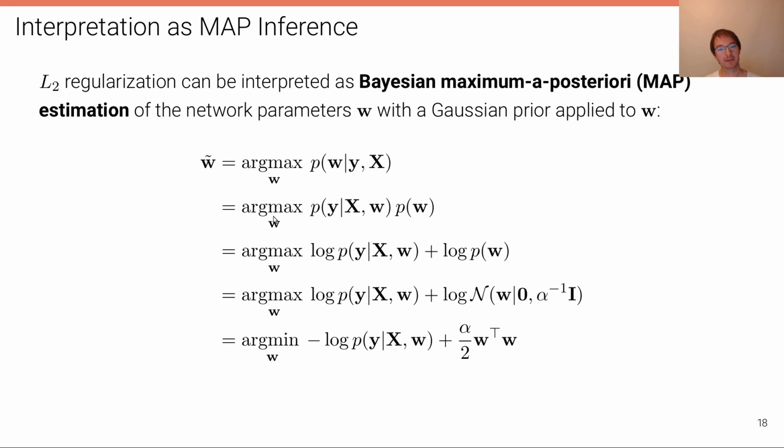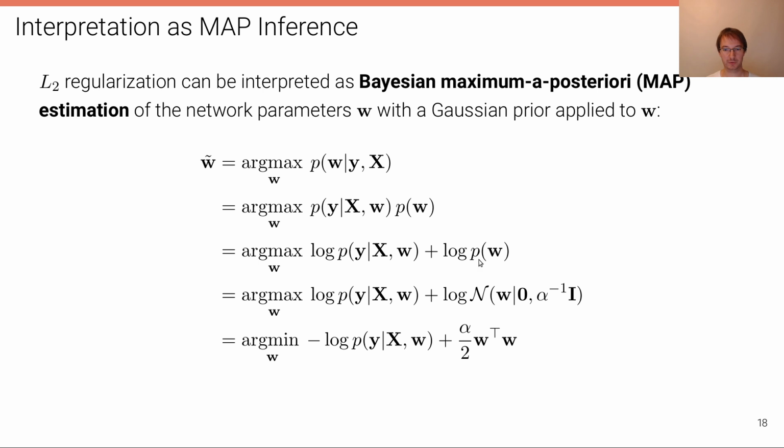Now we can apply Bayes' rule here. So we have the likelihood. If we would only maximize this term, we would have the maximum likelihood solution, times the prior. Right? So this is equivalent. And then we can, of course, take the logarithm. So we get the log likelihood and the log prior.